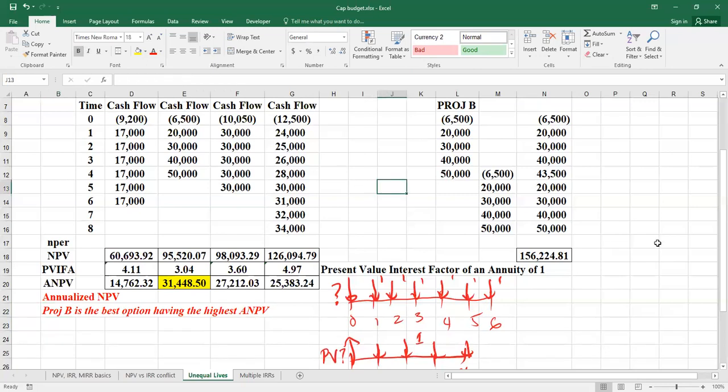Okay, any questions? Okay, then let's go to multiple IRRs.